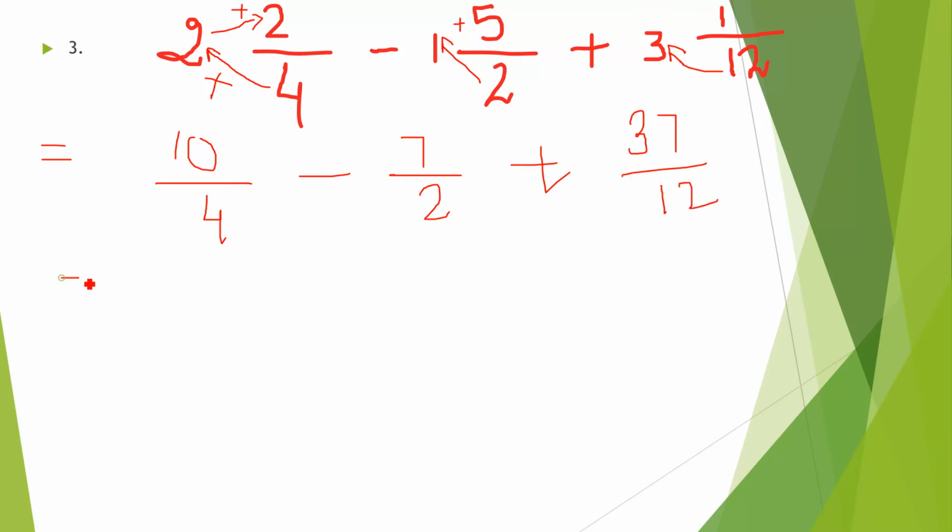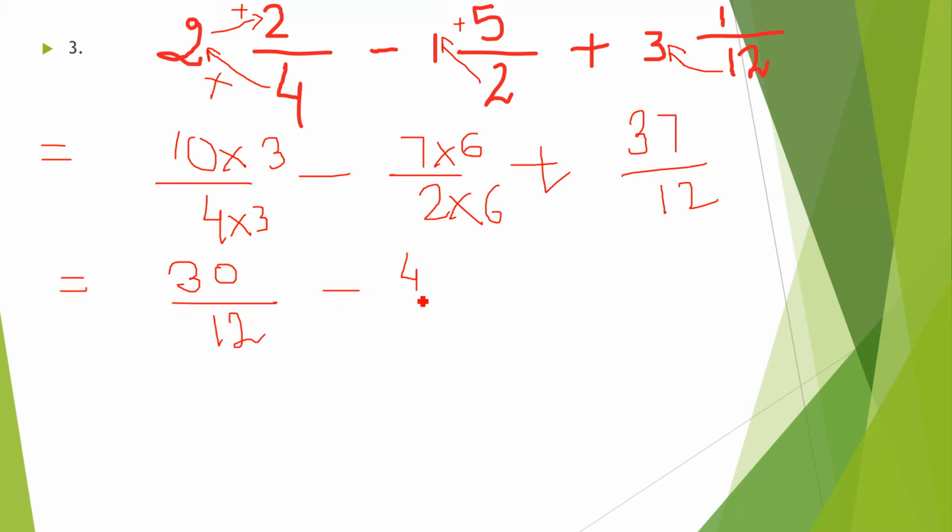Now, what is the next step? The next step is you have to make the denominator same. How can you make the denominator same? If I multiply 4 by 3, then it will be 12. 2 by 6, so 2 times 6 is 12. But you have to do the same operation in the numerator as well, whatever you do in the denominator. So now multiply, it will be 30 over 12 minus 7 times 6 is 42 over 12, then positive 37 over 12.